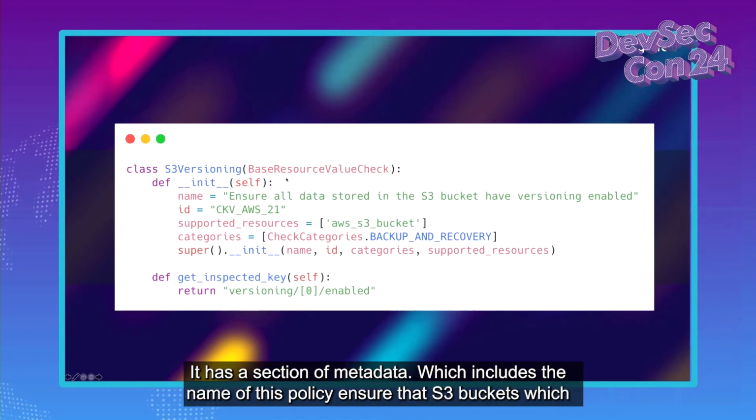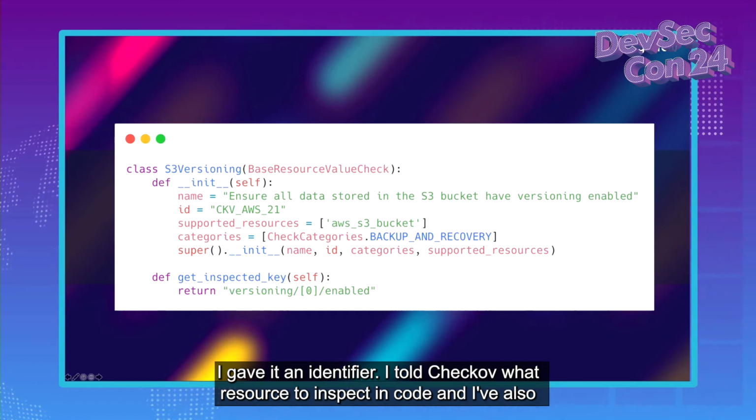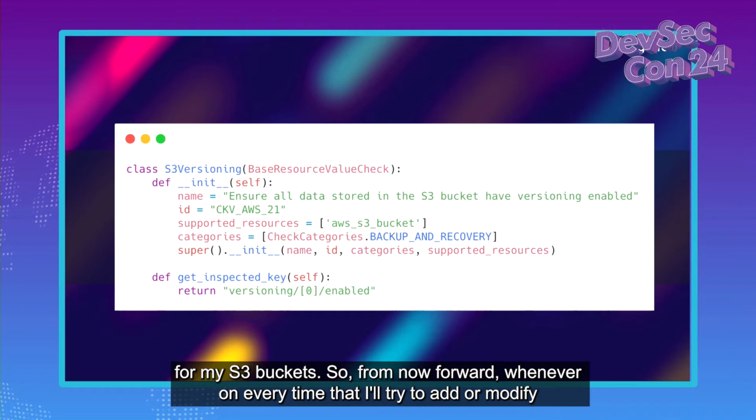It has a section of metadata, which includes the name of this policy. Ensure that S3 buckets, which is an object storage, have versioning, which is a backup and recovery configuration for it. I gave it an identifier. I told Checkov what resource to inspect in code. And I've also told Checkov what attribute to inspect. I told Checkov that versioning should always be enabled for my S3 buckets.